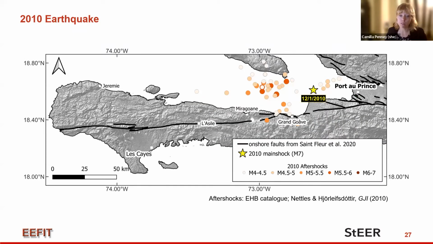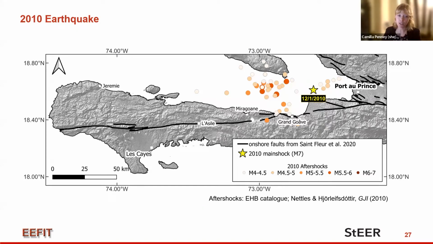On the 12th of January, an earthquake occurred near Port-au-Prince, causing an enormous number of deaths. Over 200,000 people died, and with financial losses equating to 130% of Haitian GDP. So this was a major disaster. Our initial understanding of the earthquake, based on its epicentral location, was that it was again likely to have occurred on the EPGF, on this major strike-slip fault.